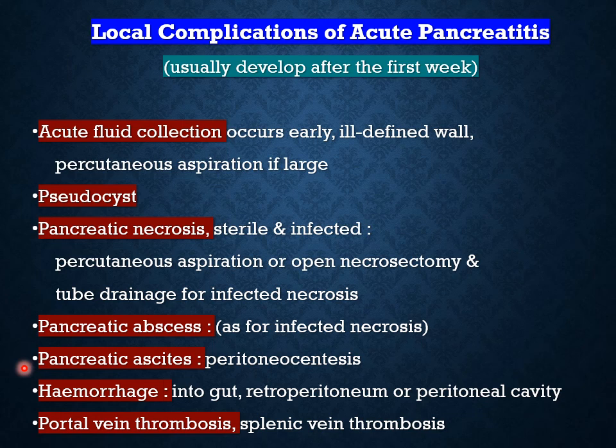Pancreatic ascites, which may need peritoneocentesis. Hemorrhage into the gut, retroperitoneum or peritoneal cavity in severe hemorrhagic pancreatitis, and portal vein or splenic vein thrombosis.